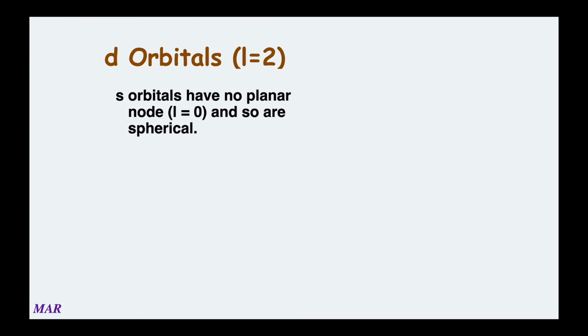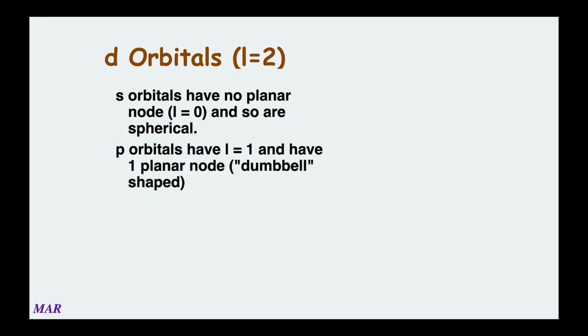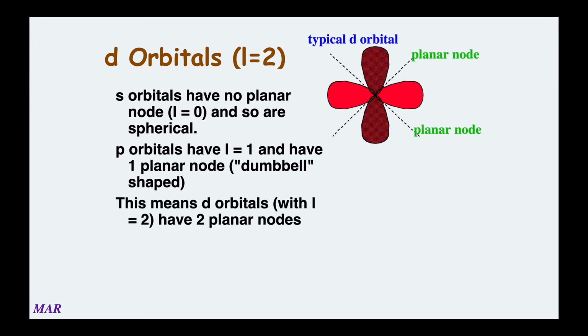S orbitals have no planar nodes, and so they're spherical. The p's had 1 planar node. They're dumbbells, figure 8 shaped, infinity, whatever you want to call them. D orbitals, you can extend it out too. Now, d orbitals are going to have 2 planar nodes. L equals 2 means 2 planar nodes.